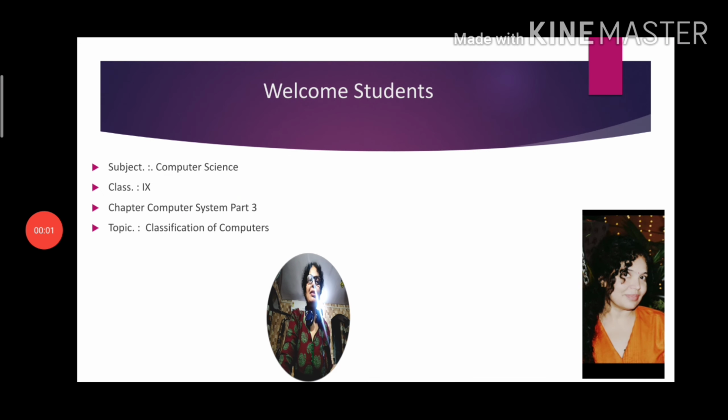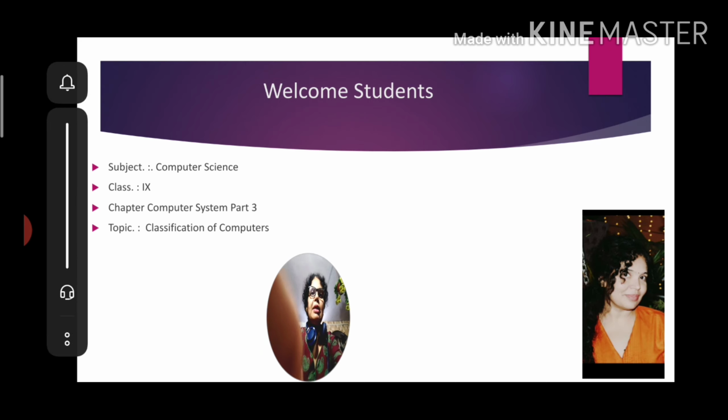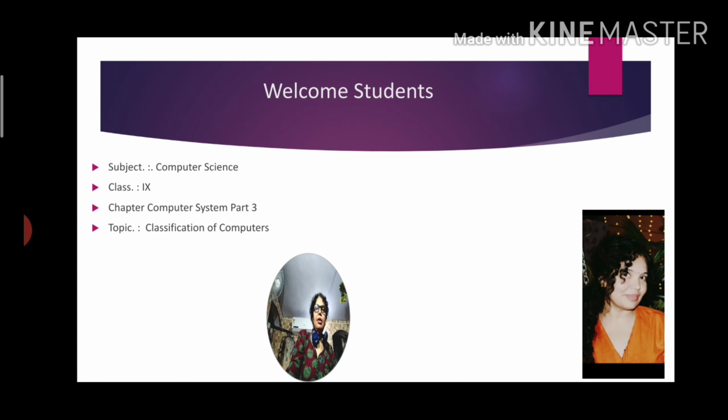Welcome students. Today I'll take the topic classification of computers. We can classify the computers in two ways. One on the basis of working and another is on the basis of configuration.